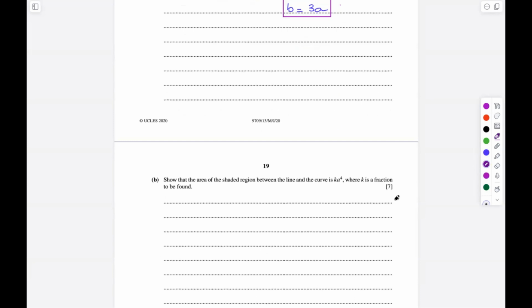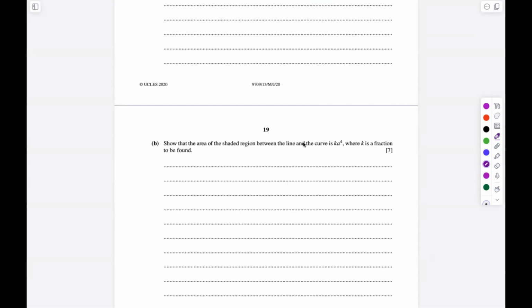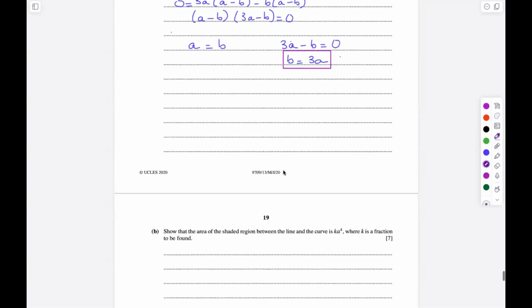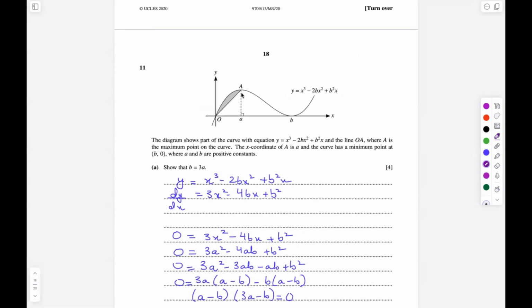In part B, it says to show that the area of the shaded region between the line and the curve is Ka to the power of 4, where K is a fraction to be found. Now, to find the area of the shaded region, first we can find the area under the curve with the limits a and 0, and then find the area of the triangle OA and the point that is intersecting on the x-axis.